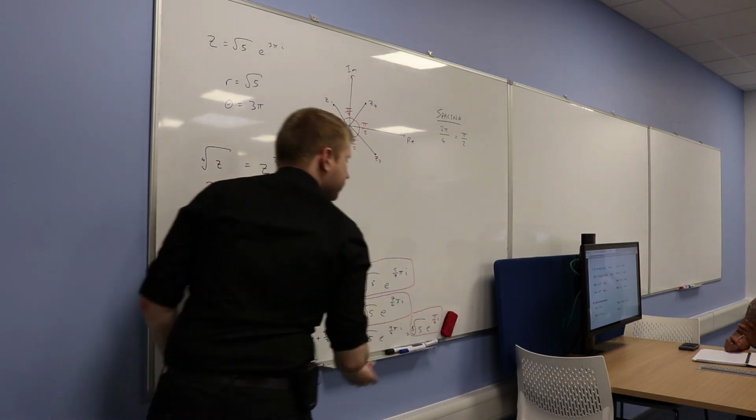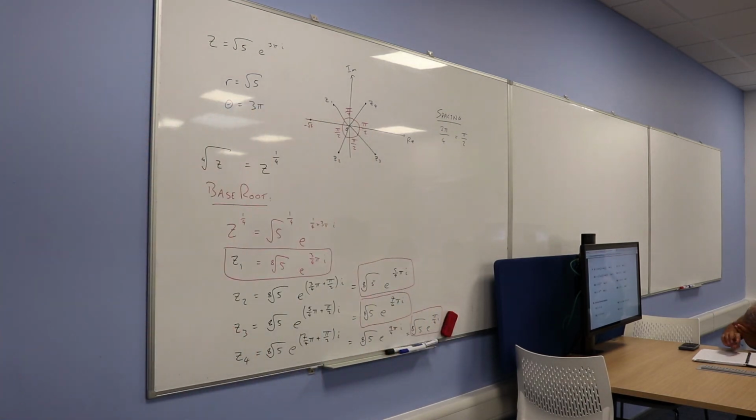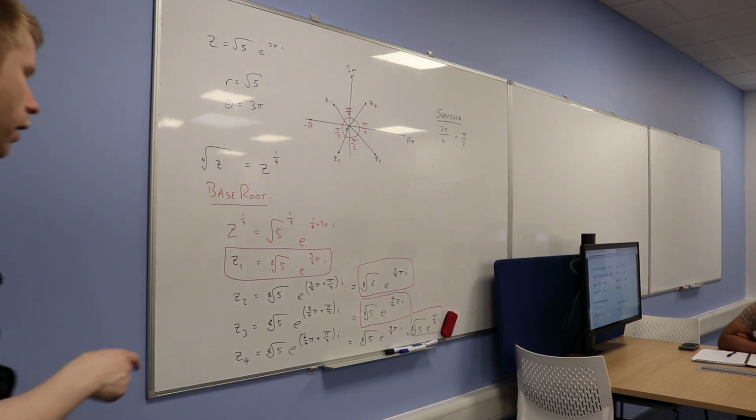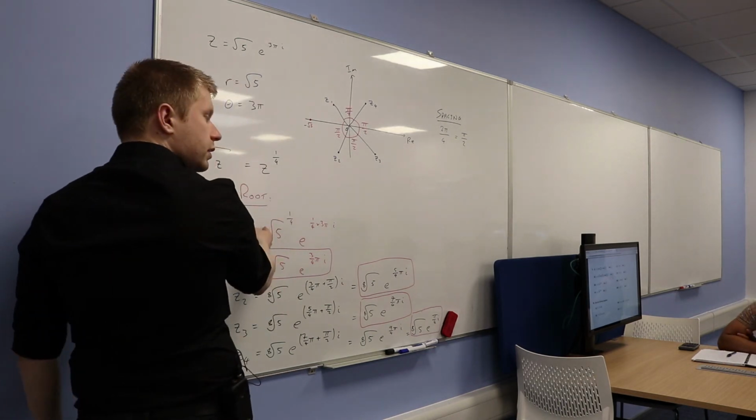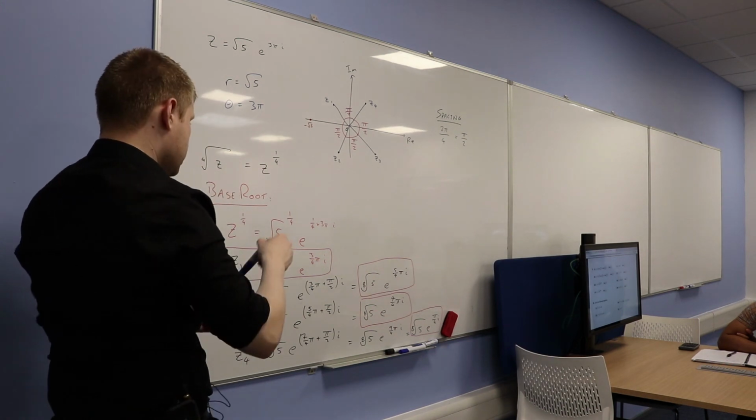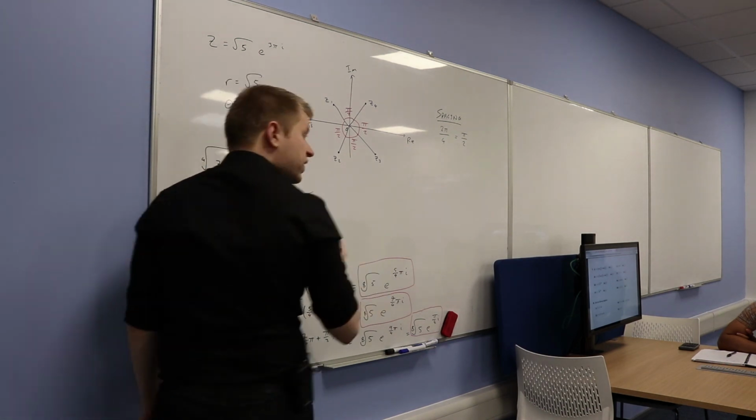How do you get the 8th root of 5? I don't understand. This one here is just coming from this, okay? So let's think about this, good question. It's just laws of indices, okay?